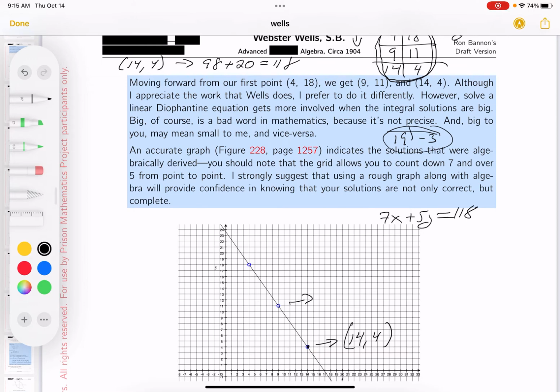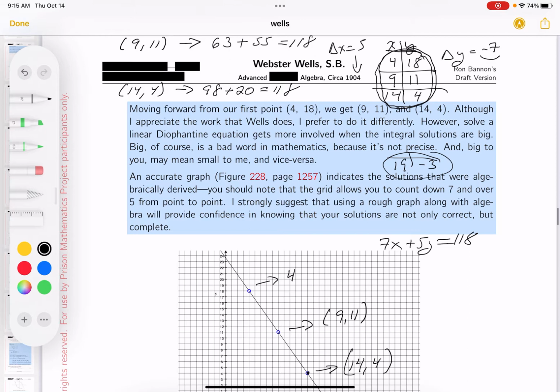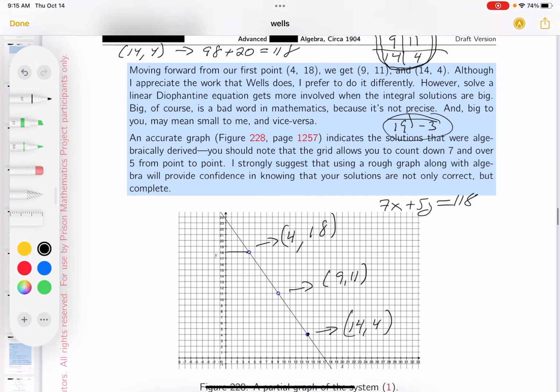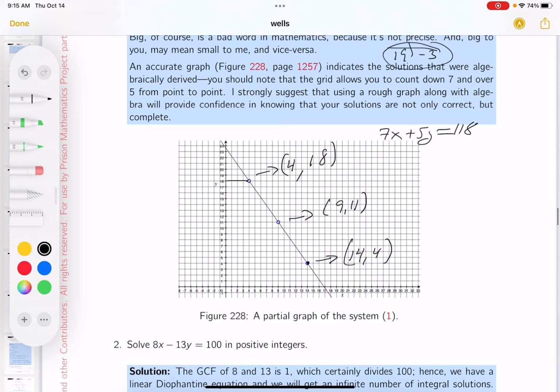And this one over here looks about 9, 11. And this one over here looks about, let's see, what number does that look like to me? 4, 18. I hope you realize what I'm doing over here. I'm kind of analyzing this thing. And sometimes if you drew a really good line, could you see those? Yeah, there's a good chance you could. What's the problem? Most people can't draw good lines.